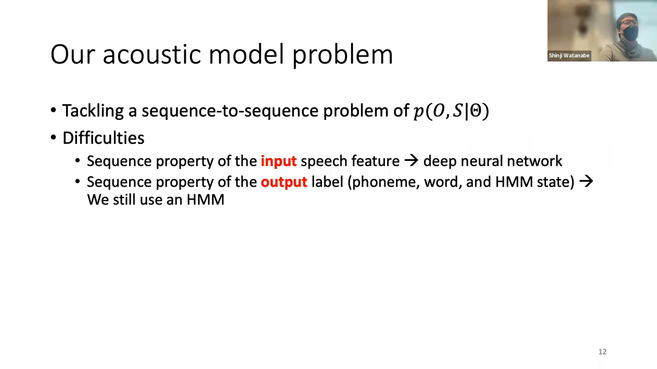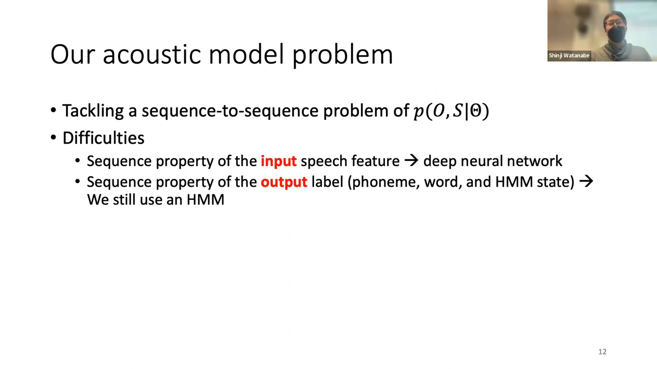Anyway, now our problem is to tackle the sequence-to-sequence problem of the observation and the state sequence. I will just use the joint distribution form, but as you can easily see, we can also convert it to the posterior distribution or likelihood problem, where the input is the observation features and the output is a label, and we still use an HMM.